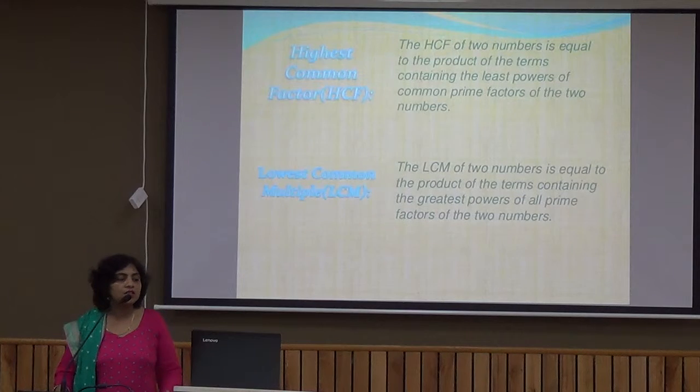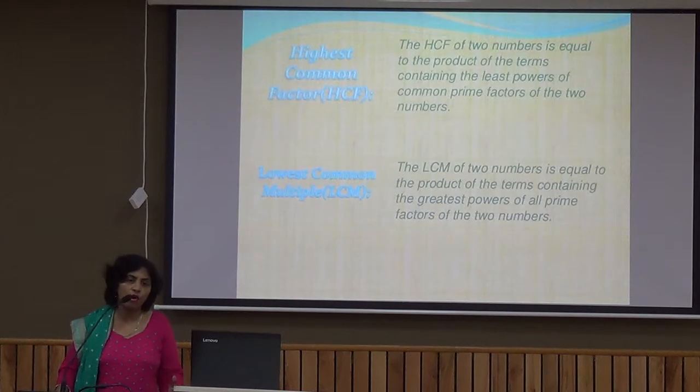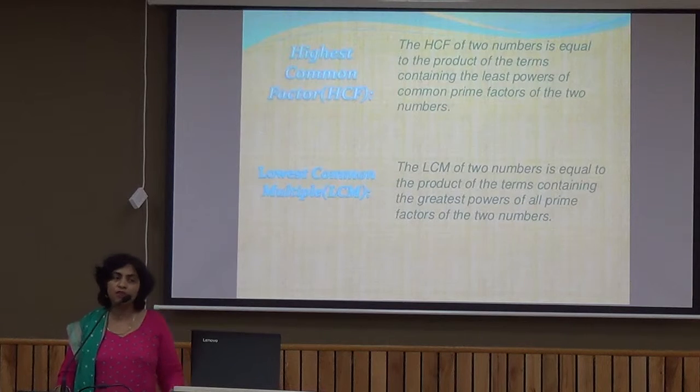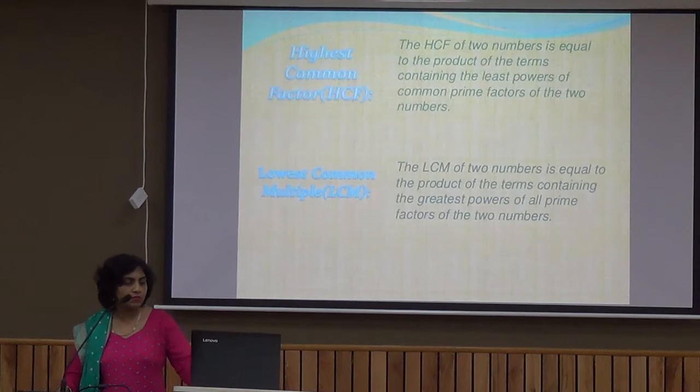And the LCM of two numbers is equal to the product of the terms containing the greatest power. We look for all the factors, whether common or not common, and then we take the highest powers, and the product of all these terms gives the LCM of the given numbers.